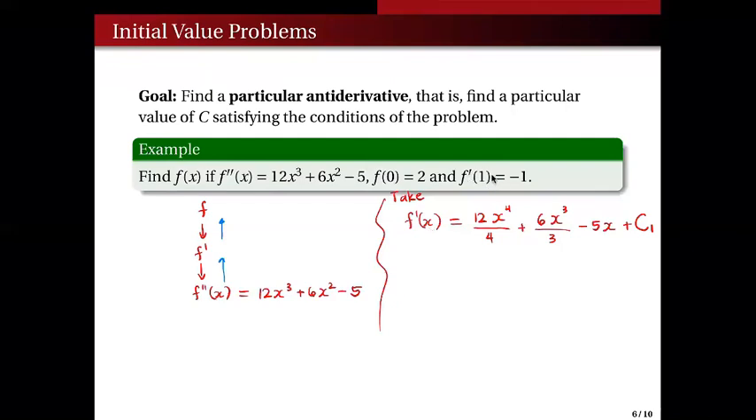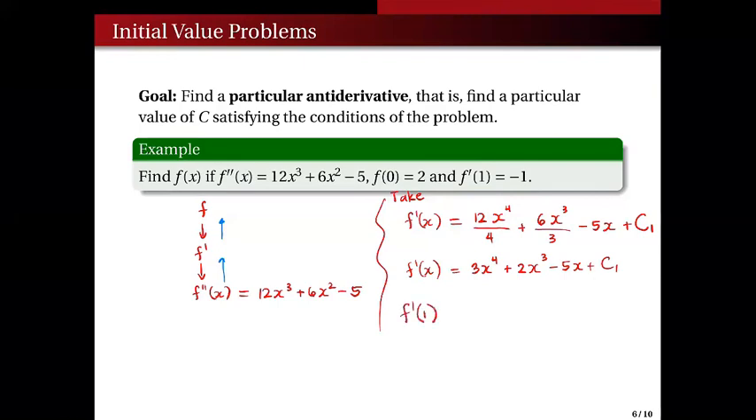And then let's simplify this. You have 12 over 4, that's 3. So you have 3x to the 4 plus 6 divided by 3, that's 2, so 2x cubed. Then here we just have 5x plus the arbitrary constant c sub 1. This is your f prime of x. And according to this, f prime of 1 must be equal to negative 1.